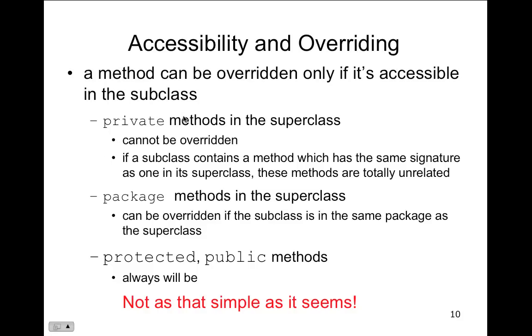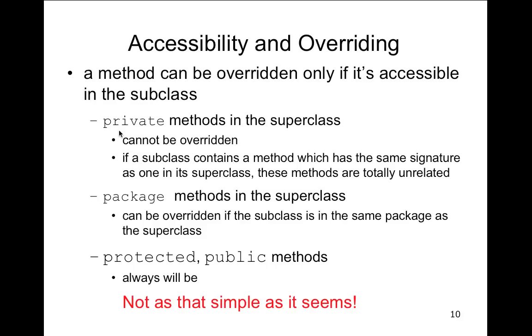Private methods in a superclass can't be overridden. If the superclass contains a method with the same signature as the one in the subclass, these methods are totally unrelated, which means if you can't override it, then you can create a new one. You're not overriding. If it's private and you create it in the subclass, it's brand new. That ends up being a source of confusion, because you have this method and you have this method. One's private, it's not overridden, so that's not going to fire. That's not going to work. This one's going to be brand new. So it's not really overriding.